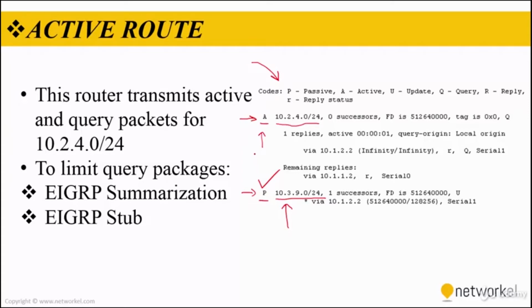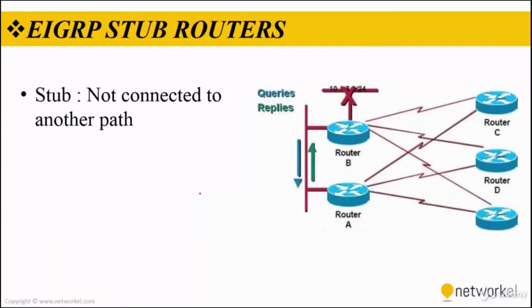And to limit the query packets, we can use EIGRP summarization and EIGRP STUB options. STUB configured routers do not forward routes learned by EIGRP to other neighbors, and more importantly, non-STUB routers do not send the query message to STUB routers, and this saves bandwidth.